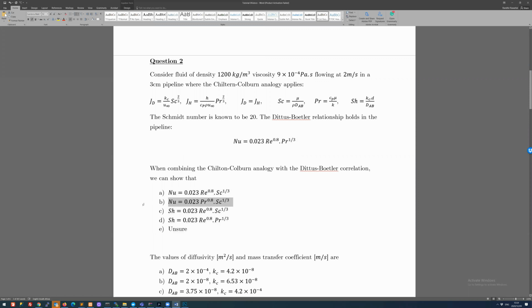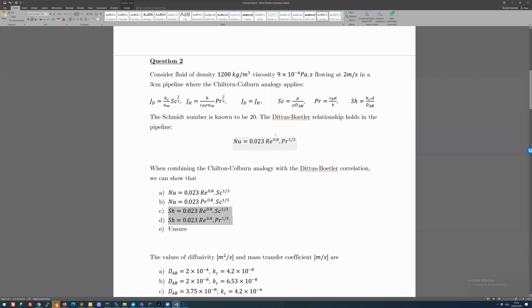This one seems very unlikely, right? Prandtl number is not easily translatable to Reynolds number. It's unlikely to be this, but anyway, we'll see that. And so instead of Prandtl, we've got Schmidt numbers here. And then in these possibilities, instead of the Nusselt number, we've got the Sherwood number.